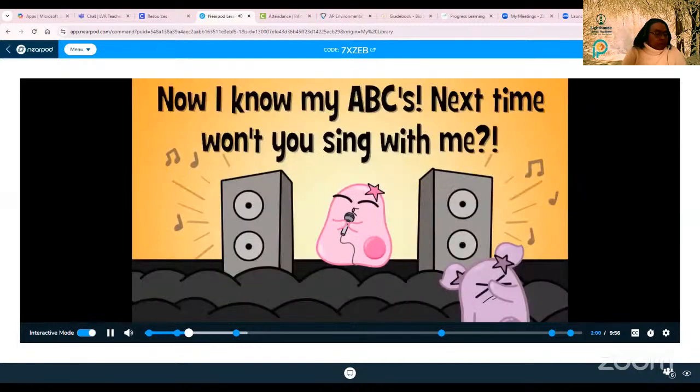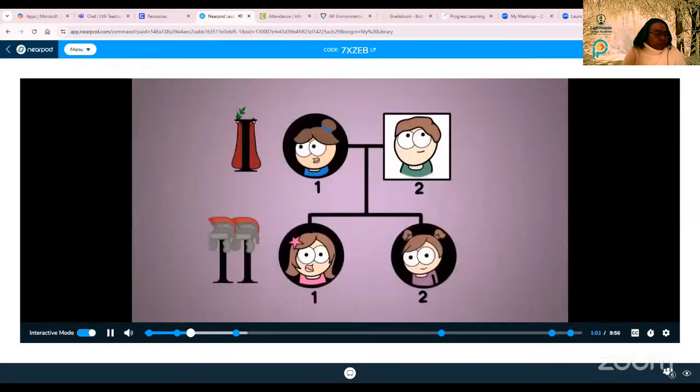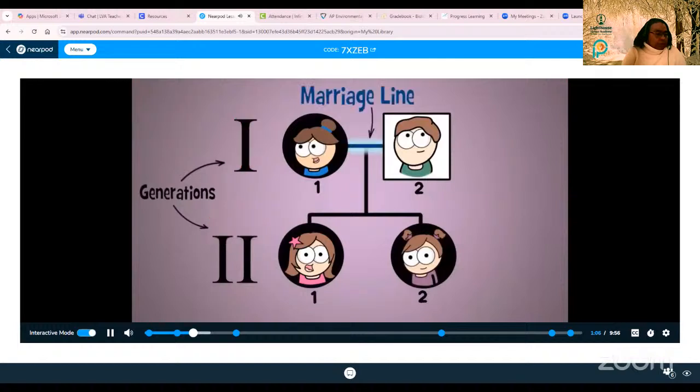So if we take a look at this pedigree, these Roman numerals represent generations. There's 2 generations here. This between my parents is called a marriage line. This line here connects parents to children, so you could see there are 2 children from this marriage.